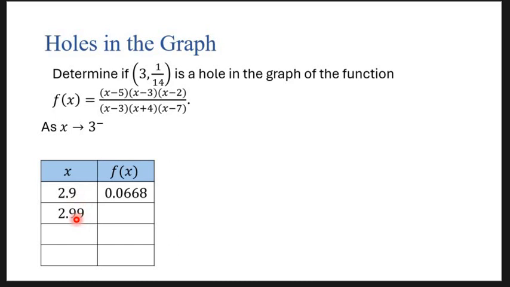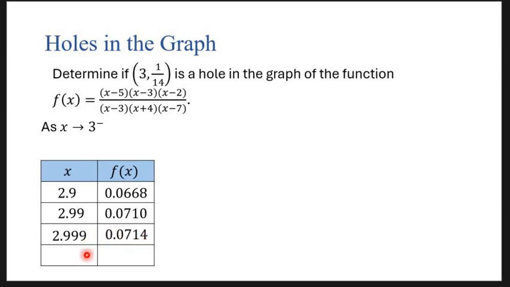Now I'm going to plug in 2.99. When I plug 2.99 in for all the x values here, I get 0.0710. That's even closer to 3, but still smaller than 3. So let me get even closer. I'm going to go to 2.999. That's even closer to 3, but still on the left side. When I plug that in for all the x's here, I get 0.0714.